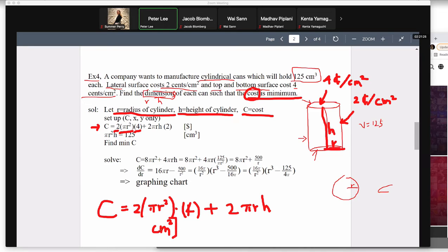What is the unit of 4? Can you tell what the unit of 4 is? Cents per centimeter square. So if you multiply all these units here, what do you get? Cents. This will be now cents.